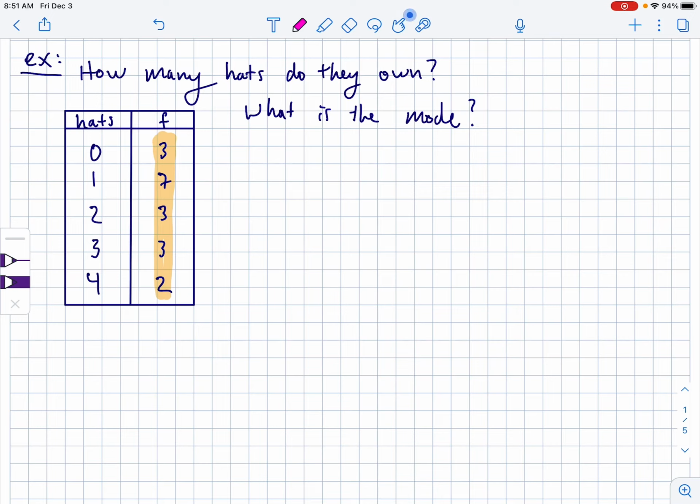If you picture all these numbers out in a row, it's 0, 0, 0, 1, 1, 1, 1, 1, 1, 1, 2, 2, 2, 3, 3, 3, 4, 4. So this is the mode right here. You just look for the number that has the highest frequency. So the mode is 1 because there's 7 of them.